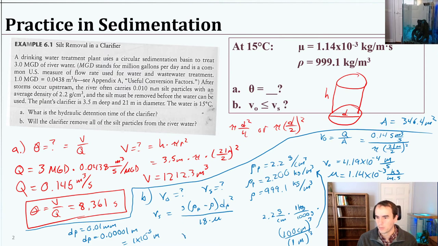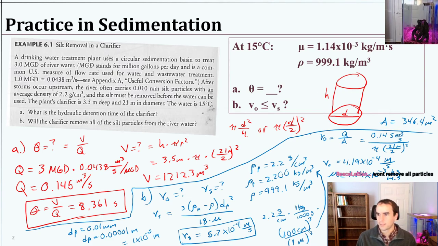So with all of that, we put everything in, and here's our final answer for the settling velocity of a particle. But exactly as you're just noting, this 5.7 is greater than, oh, wait a second. No, okay, let's take a look at this. So 5.7 times 10 to the minus 4th meters per second. This is our Vs, and our V0 we calculated to be 4.19 times 10 to the minus 4th.